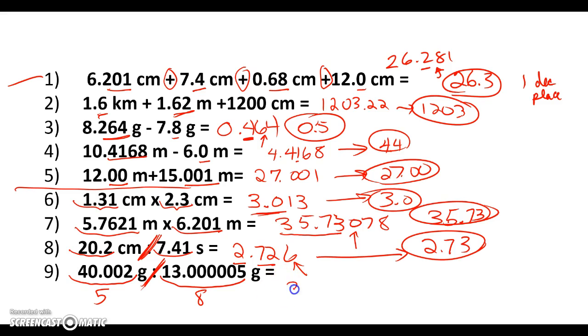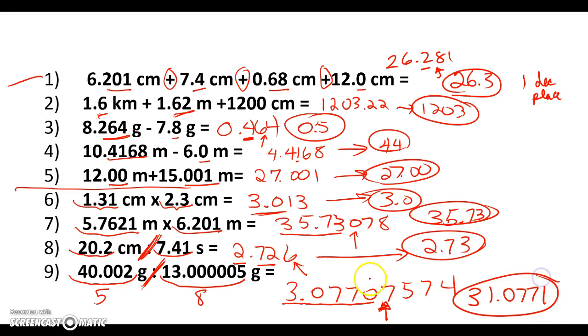5 sig figs. Here's my calculator answer. 5 sig figs, I'm going to count them. 1, 2, 3, 4, 5. Oh, this means I round up. So 5 sig figs look like this. 0, 7, 7, 1. I had to round that digit up.